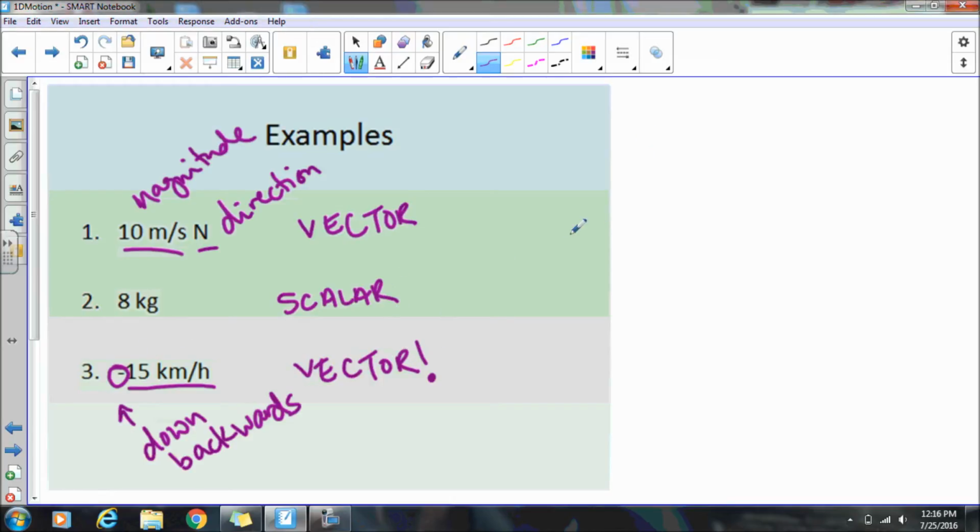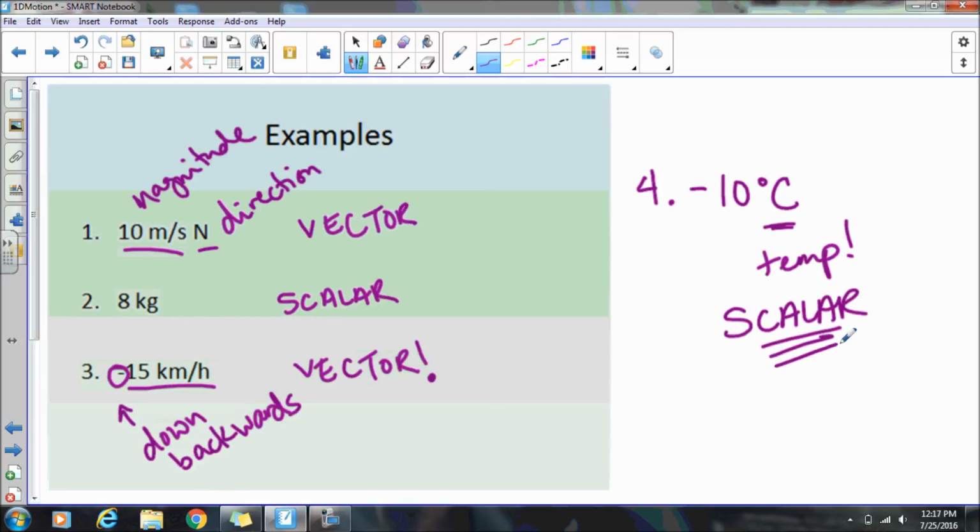So again, going back to our exception, why don't we make a number 4? Let's say for number 4, we've got negative 10 degrees Celsius. Degrees Celsius is temperature. Because this is negative, it doesn't matter. Since this is a temperature overall, no matter what, it is a scalar. That is our exception to that positive-negative rule. Temperature is always a scalar.